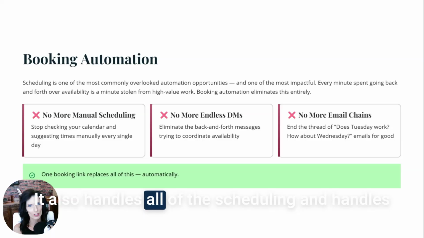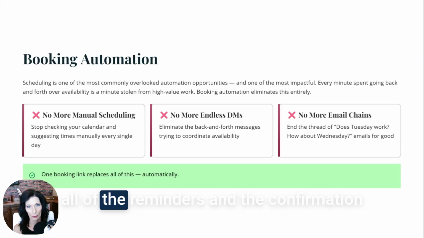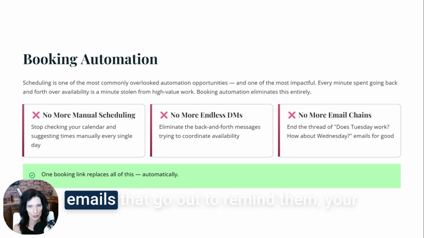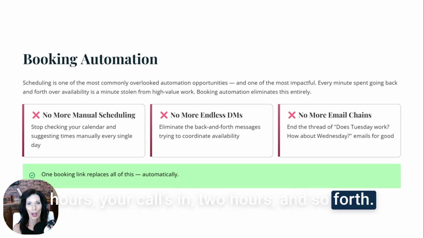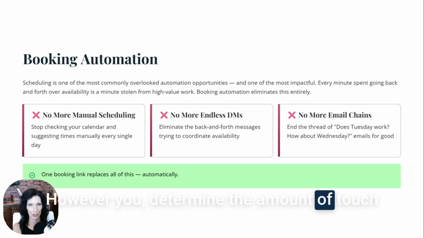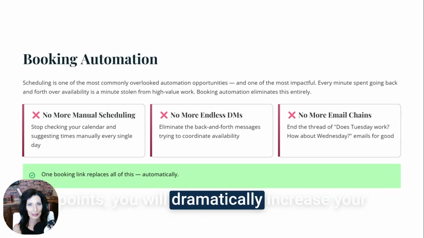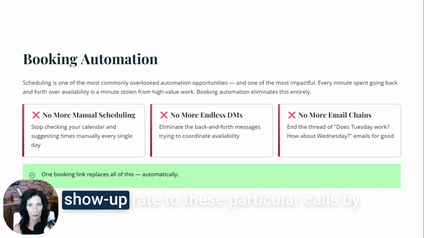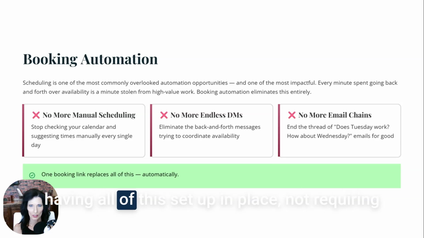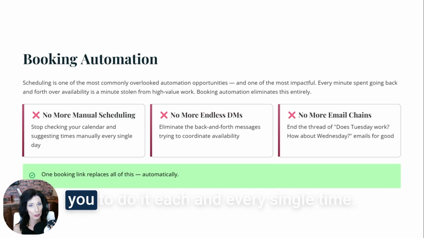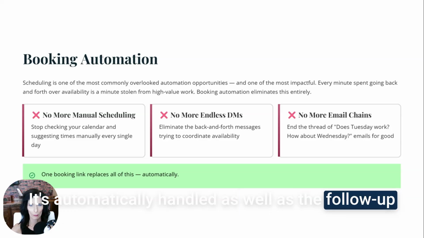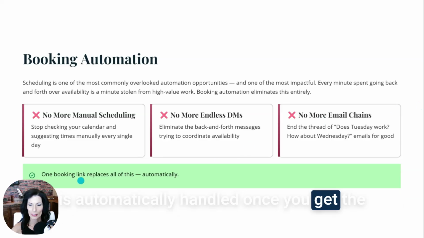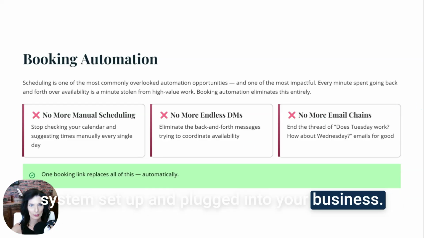It also handles all of the scheduling and all of the reminders and the confirmation emails that go out to remind them of your calls in 2 days, in 24 hours, in 2 hours, and so forth. However you determine the amount of touch points, you will dramatically increase your show up rate to these calls by having all of this set up in place, not requiring you to do it each and every single time. It's automatically handled, as well as the follow-up, once you get the system set up and plugged into your business.